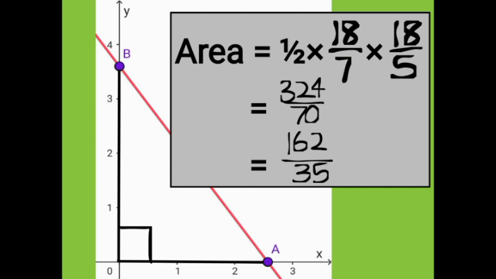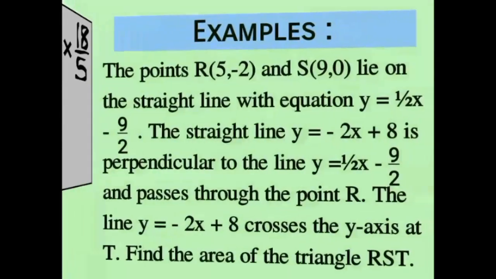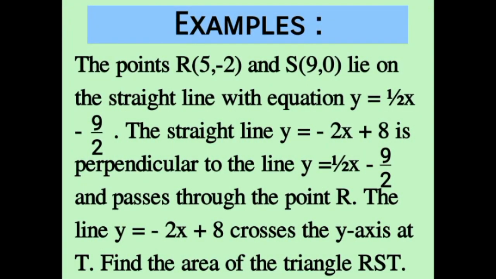Remember, you don't have to give units for length and area problems on coordinate grids. The points R 5, minus 2 and S 9, 0 lie on the straight line with equation y equals 1 over 2x minus 9 over 2. The straight line y equals minus 2x plus 8 is perpendicular to the line y equals 1 over 2x minus 9 over 2 and passes through the point R. The line y equals minus 2x plus 8 crosses the y-axis at T. Work out the area of the triangle RST.